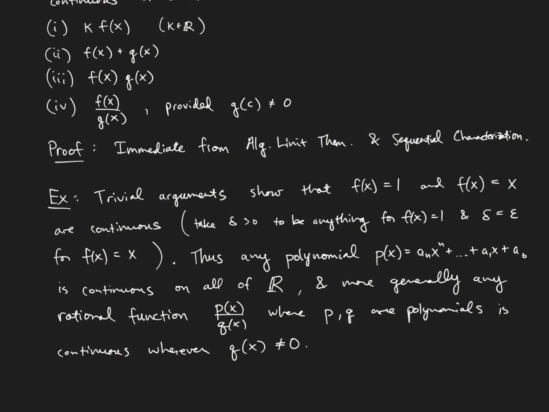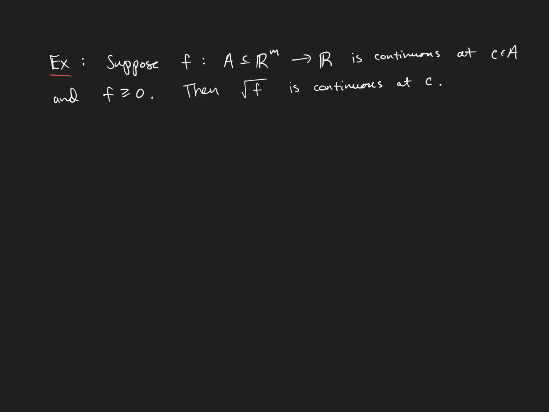Okay, so this theorem immediately gives us a wide variety of continuous functions. So now I want to look at an example where we use the definition of continuity. So I'm going to suppose we have a function defined on some domain in Rm with values in R. Okay, so just real numbers coming out.